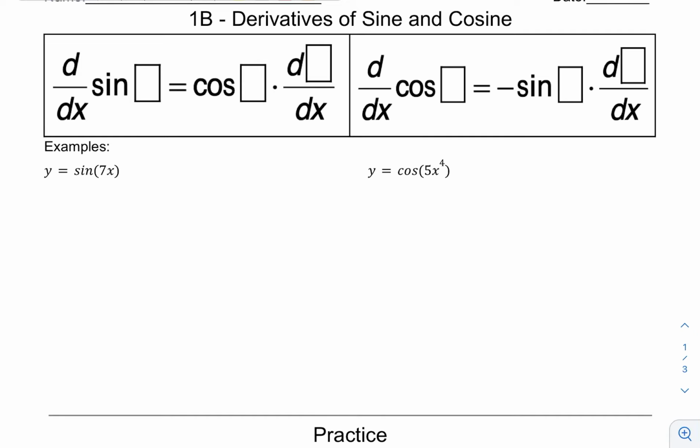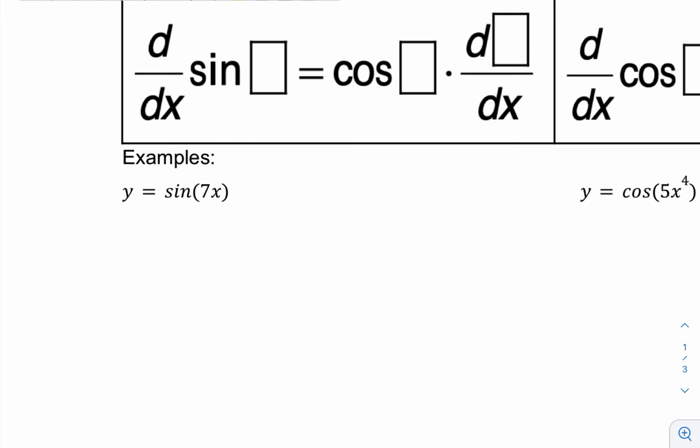All right, so let's take a look at the derivative rules for sine and cosine. So the derivative of sine of something, the derivative of the sine of whatever it is, is cosine of that same piece times the derivative of that. So if this just happened to be x to the third, the derivative would be the cosine of x cubed times whatever the derivative of x cubed is.